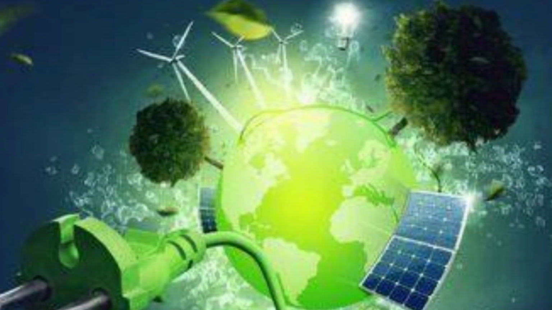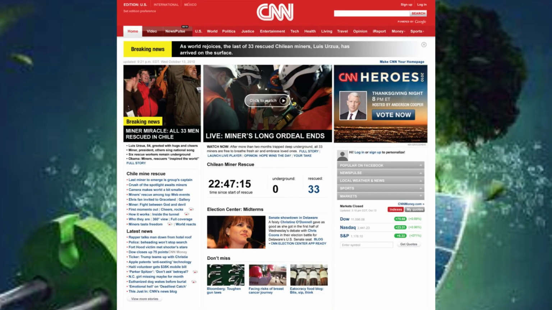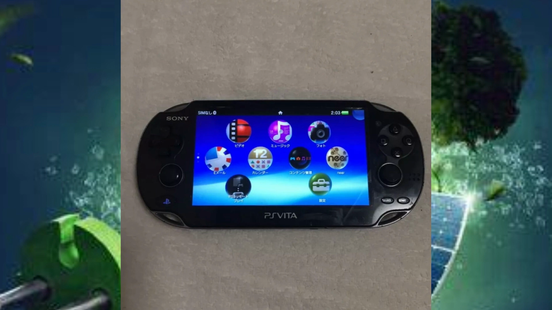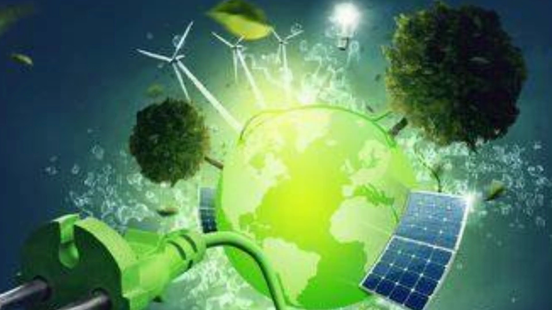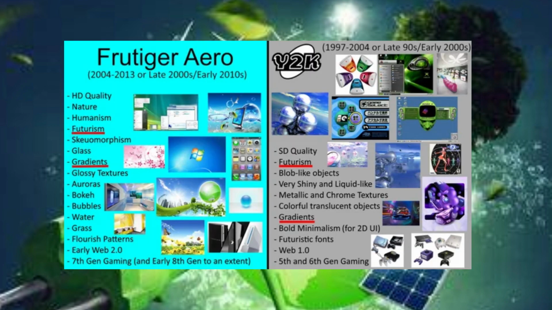During Frutiger Aero's prime, most advertising, media, stock imagery, and technology released during this time embodied the aesthetic or was heavily influenced by it. Frutiger Aero also shares similarities with the Y2K aesthetic and is considered its successor, as it shares a similar, bright and glossy futuristic look, albeit in a more refined corporate form.